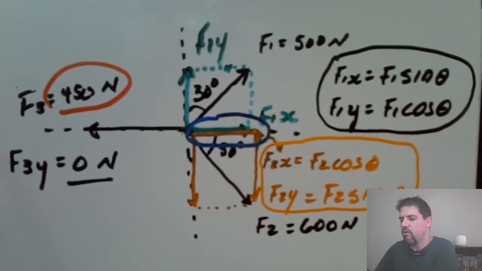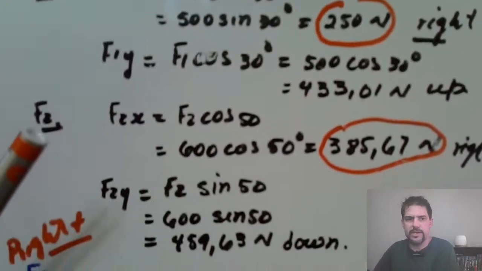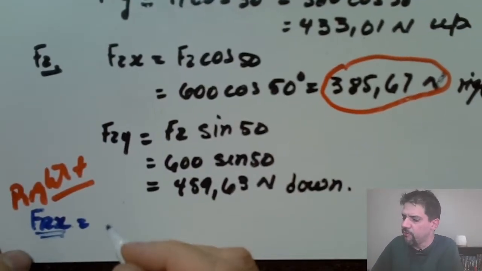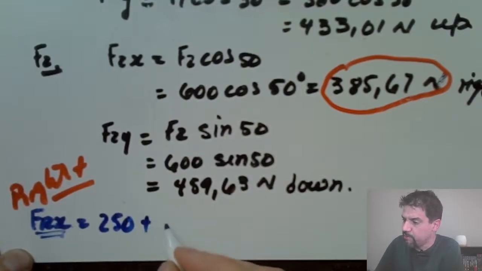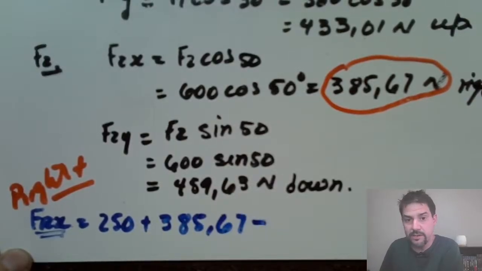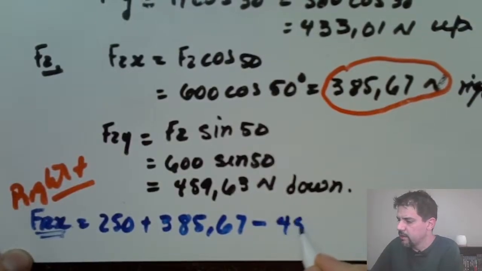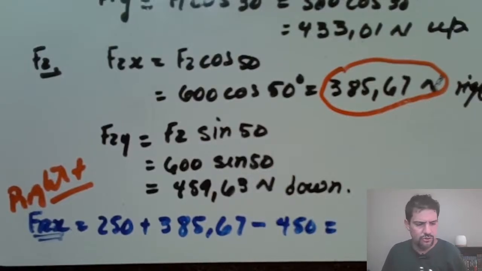Saying that, how do we calculate the resultant in the x direction? Let me say it's difficult getting full, and I don't want to actually clean everything. So we have 250. If you've been following me, you can see 250 positive plus 385.67 minus, because it's pointing to the left, the 450. And that is going to be giving you the answer.